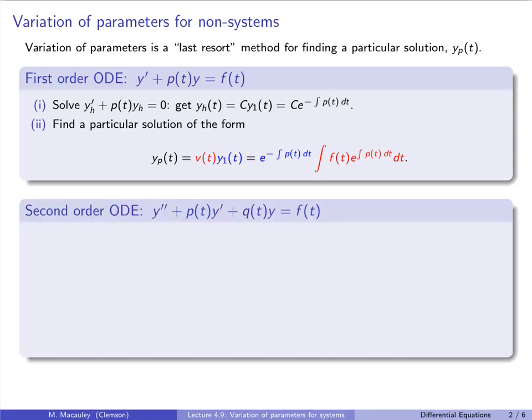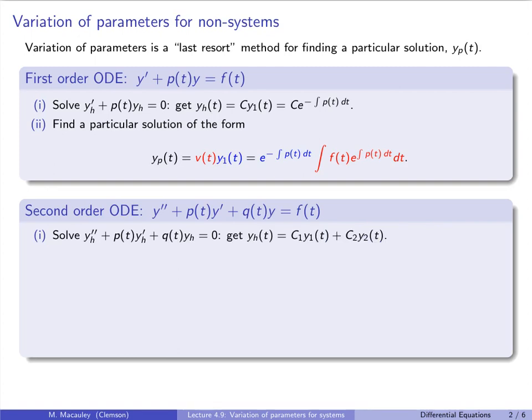Next, let's compare the first order method to the method for solving a second order linear ODE. That is of the form y double prime plus p of t y prime plus q of t y equals f of t. So the first step is the same. You solve the homogeneous ODE first. In other words, you set f of t equal to 0 and you solve.